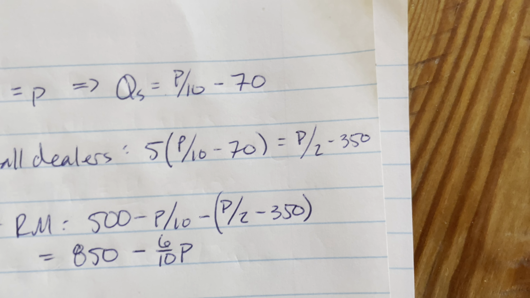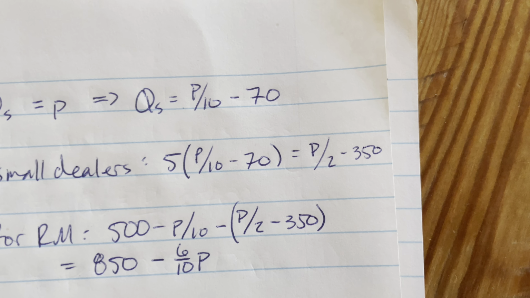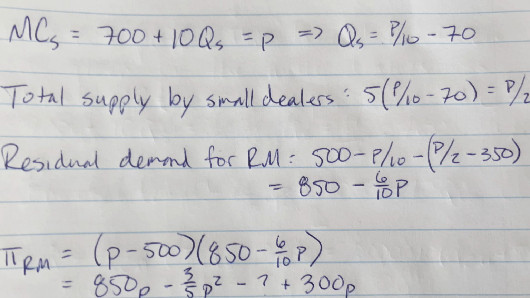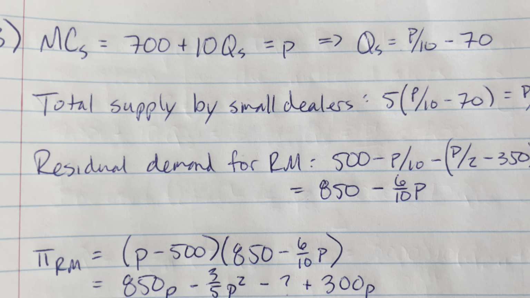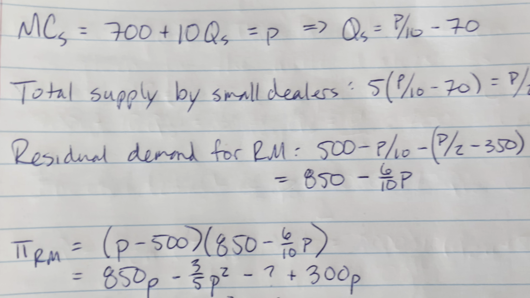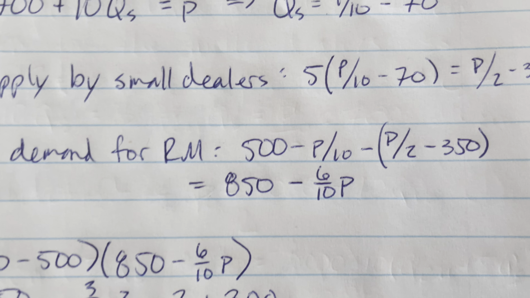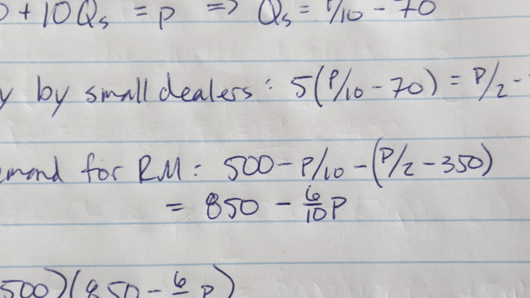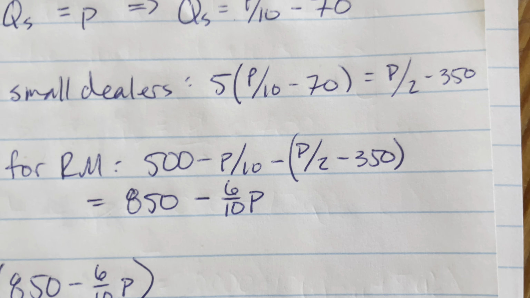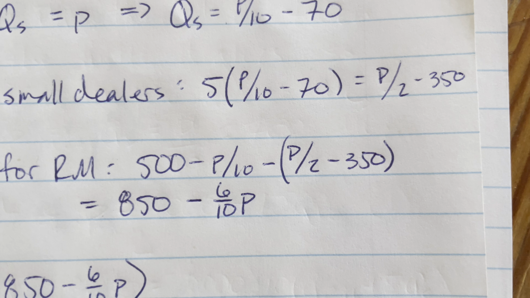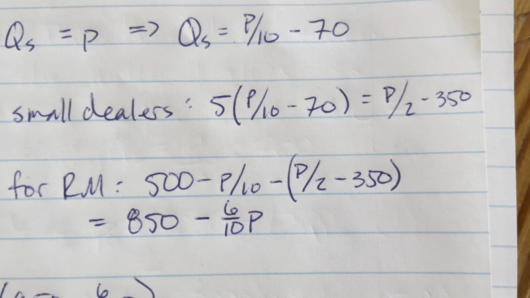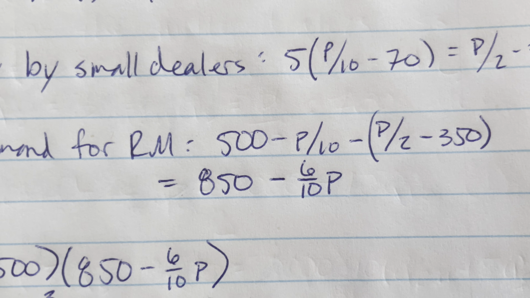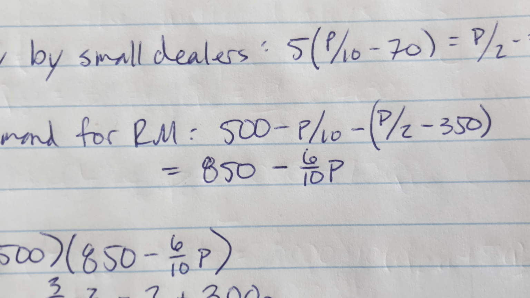And we subtract that supply from basically the total demand to get residual demand for Roach Motors, right? So that right there, 500 minus P over 10 is total demand. We subtract basically the supply by the small dealers, and there's our formula for residual demand that Roach Motors faces.